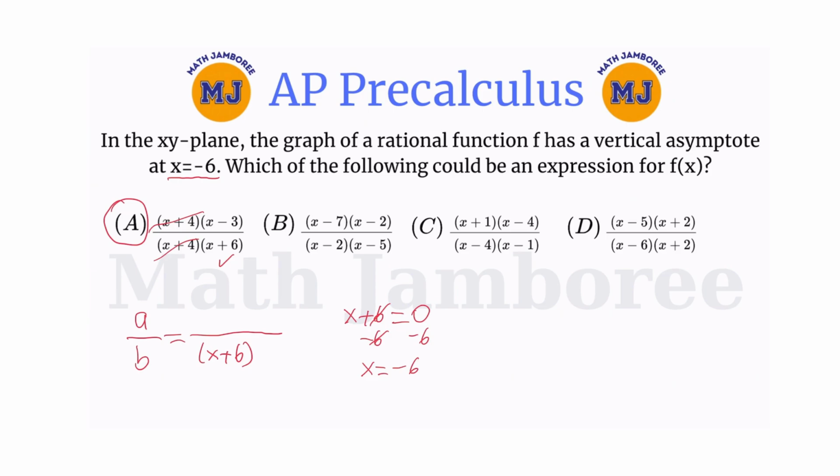In choice B, we don't have x plus 6 in the denominator. In choice C, we don't have x plus 6 in the denominator either. I said it wrong, choices B and C, we're looking for x plus 6 in the denominator. In choice D, we have x minus 6, but we were looking for x plus 6, remember? That's why choice D is not the correct answer.